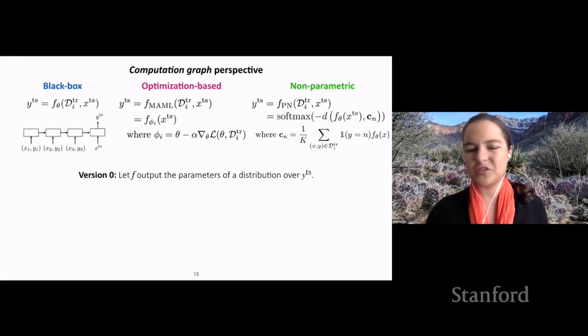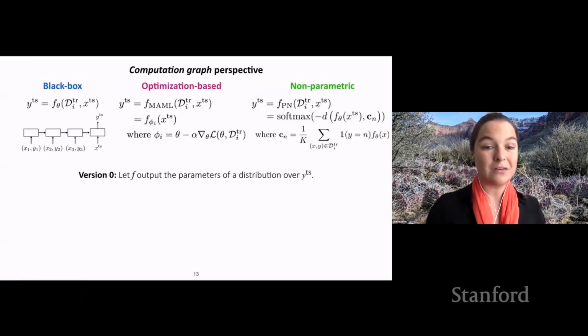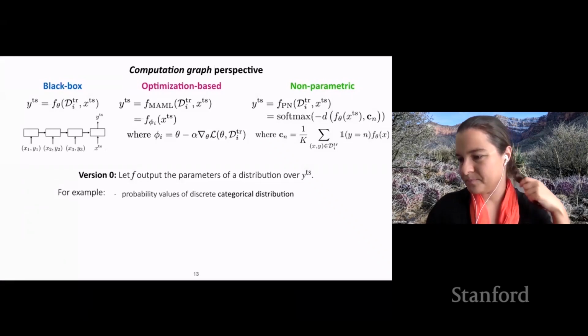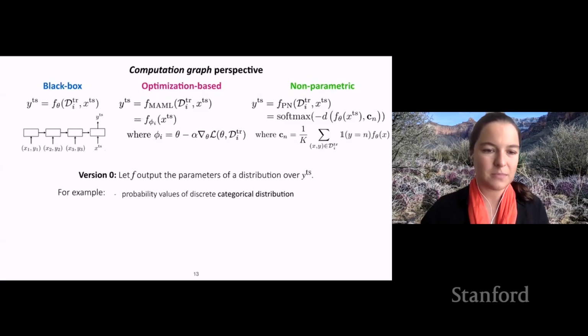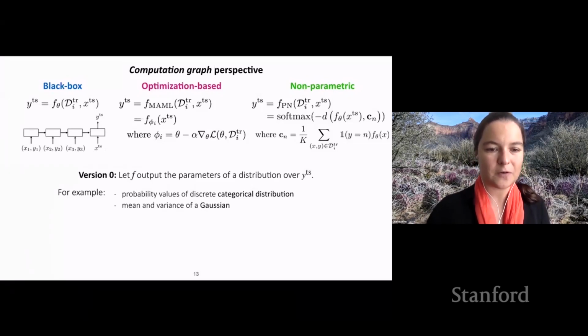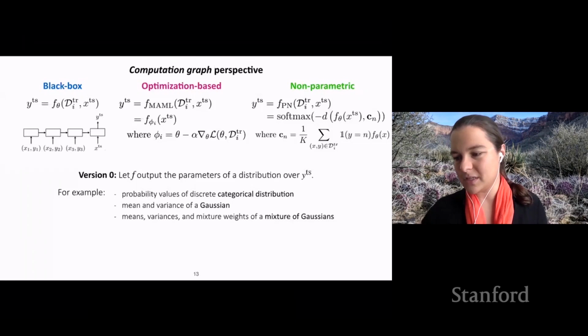This is actually technically what a softmax cross-entropy loss will already do. It's already representing a softmax distribution over the discrete values. But if you do regression and use a mean squared error loss, you'll only be getting the mean of a Gaussian distribution, and you won't be getting the variance. But anyway, you can have f output the parameters of a distribution. This can be probability values in a discrete categorical distribution. It can be the mean and variance of a Gaussian. It can be the parameters of a mixture of Gaussians.